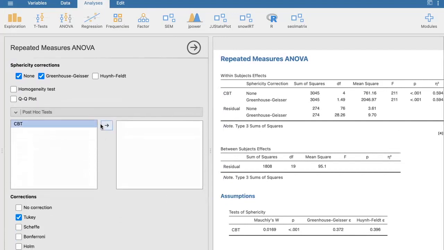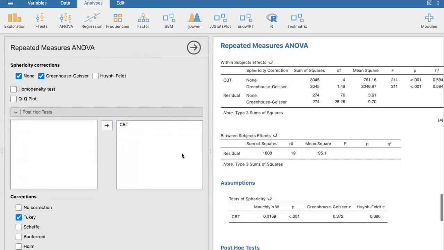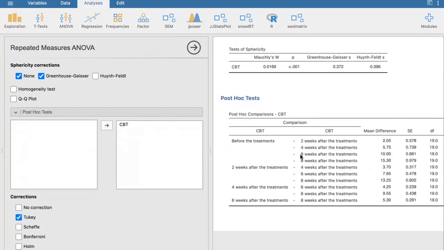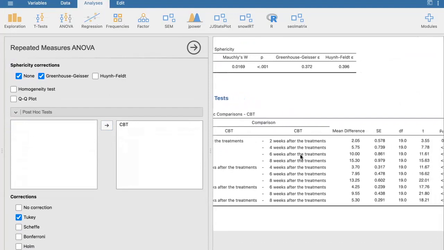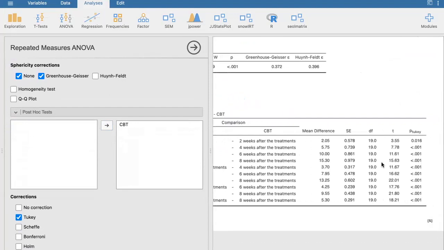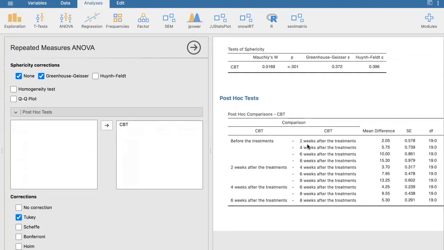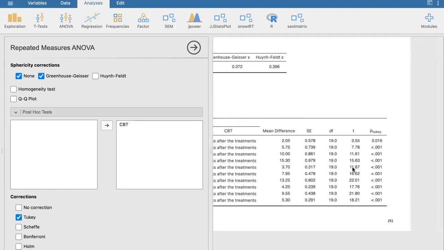I'm going to select this, my independent variable, and translate it to this other side, and then it will generate the post hoc test. And these are multiple combinations. And if you just check, all of these are statistically significant. All the combinations: before the treatment with 2 weeks, 4 weeks, 6 weeks, 8 weeks, and 2 weeks with the rest, 4 weeks with the rest, and 6 weeks with 8 weeks. All of these are significant.